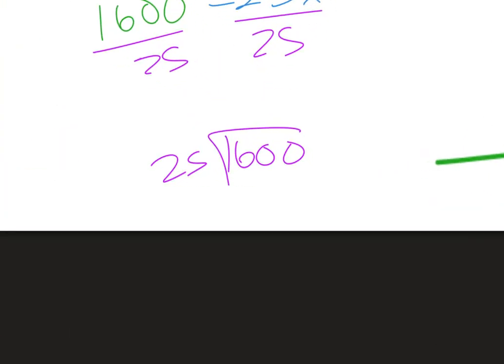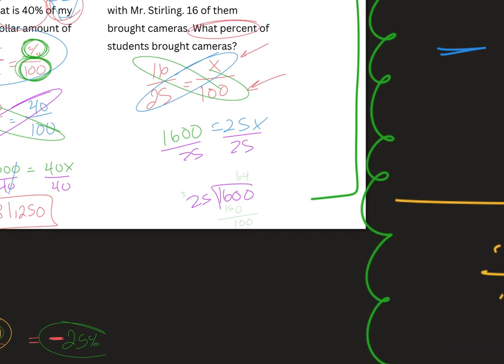25 goes into 160 6 times. 6 times 5 is 30. 6 times 2 is 12, plus 3 is 15. 25 goes into 100 4 times. So guess what? 64% of the people brought cameras.